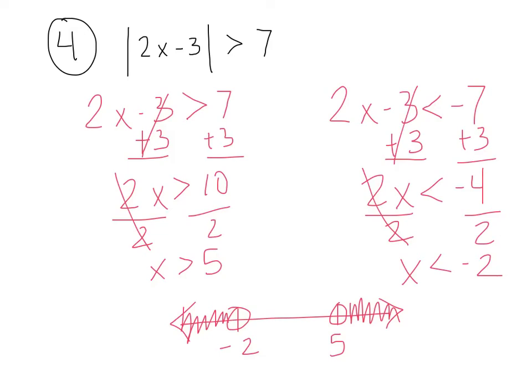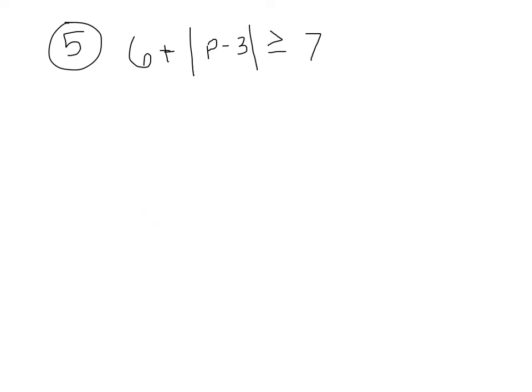All right, let's try another one. This one says 6 plus the absolute value of p minus 3 is greater than or equal to 7. Well, if you notice, the absolute value is not by itself, and we know that we have to get the absolute value by itself before we can do anything else. So we need to subtract this 6 from both sides. So we have the absolute value of p minus 3 is greater than or equal to 1.